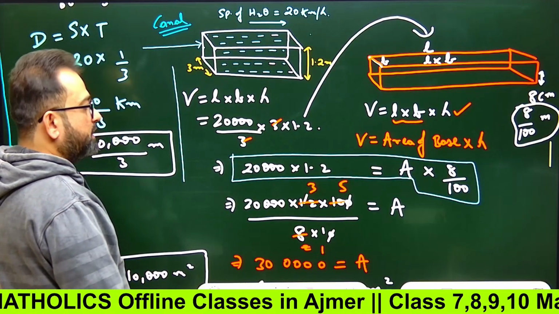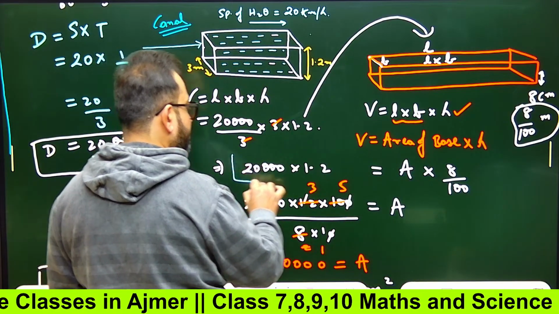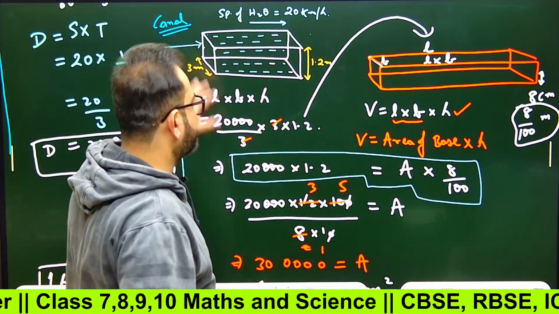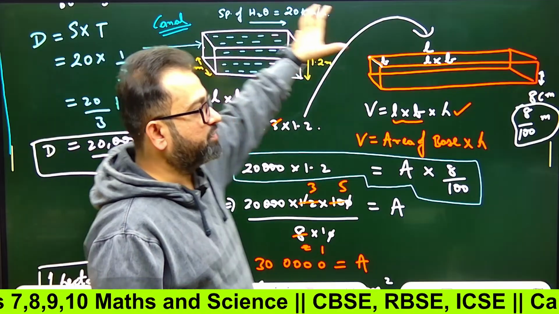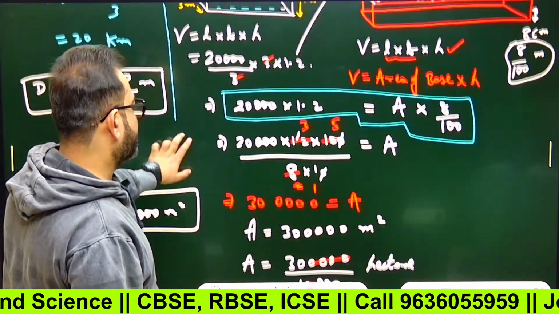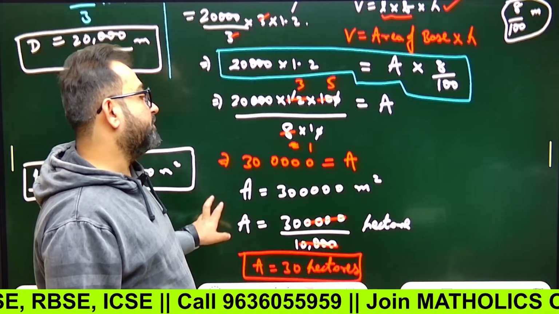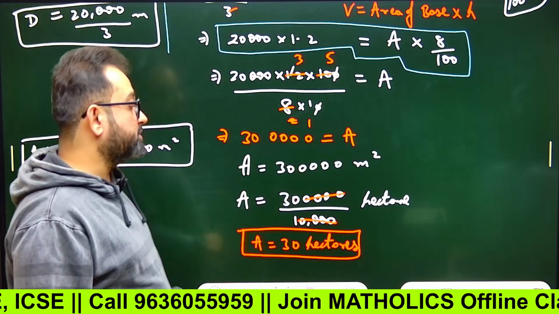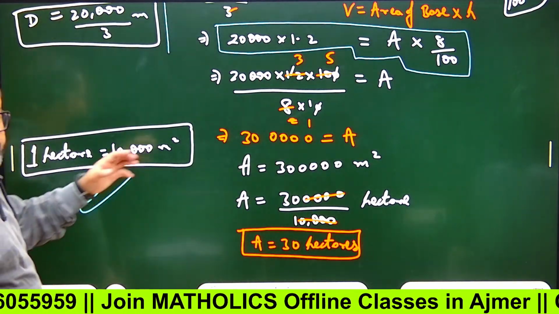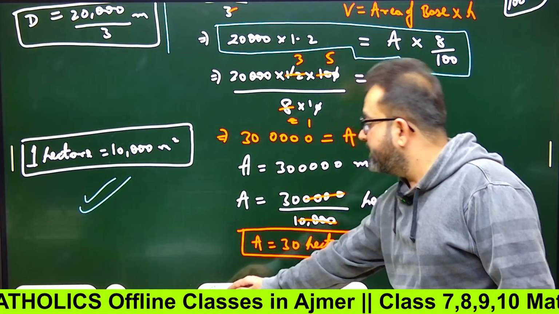Just you have to focus on this equation, which I have just highlighted. This volume is actually equals to area of base into height. Volume of this reservoir canal equals to volume of this land. So this way you can calculate area equals to 300,000. That means 3 lakh meter square, and 1 hectare is actually equals to 10,000 meter square. You have to use this relation. This will have the area as 30 hectares.